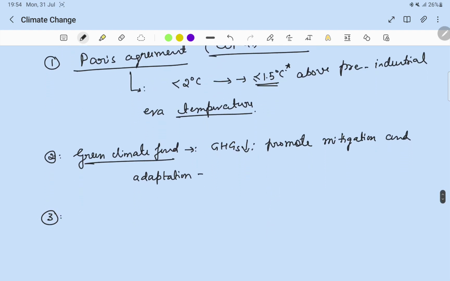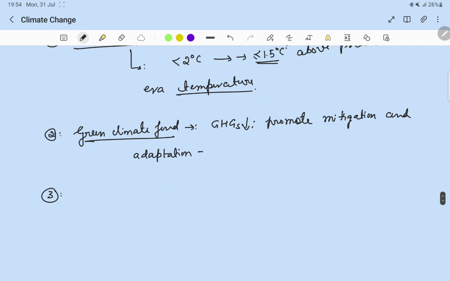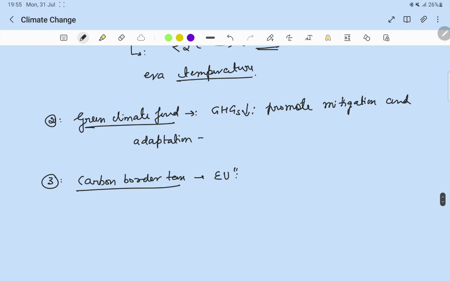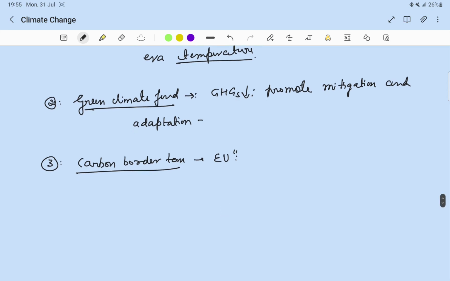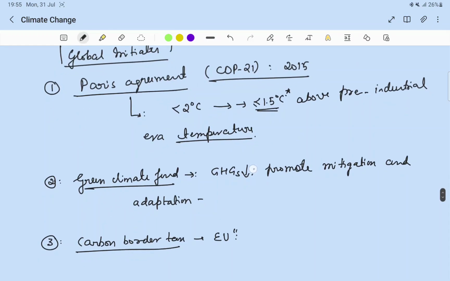Then the third is the carbon pricing initiative, which we already have, implemented to tax carbon. Or we can use the carbon border tax by the European Union, which it will impose on imports coming into its economy, so that importers to the European Union are discouraged from using carbon intensive manufacturing. Okay, so these are some of the global initiatives that we have taken.